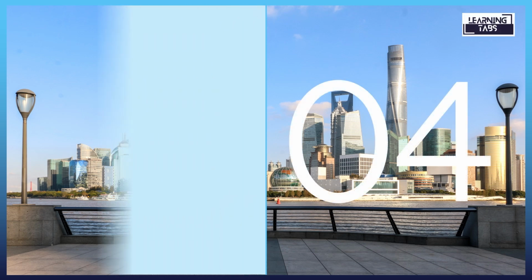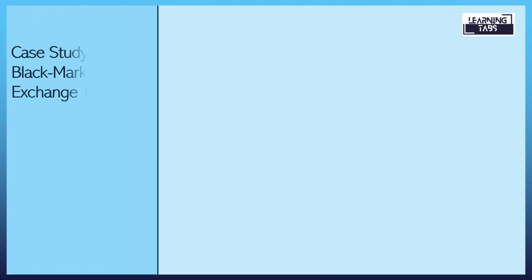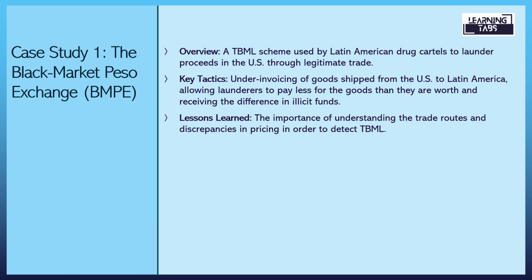Chapter 4. Case studies in trade-based money laundering. Case Study 1. The Black Market Peso Exchange. Overview. A TBML scheme used by Latin American drug cartels to launder proceeds in the U.S. through legitimate trade. Key tactics.